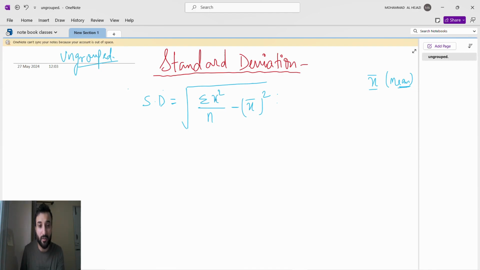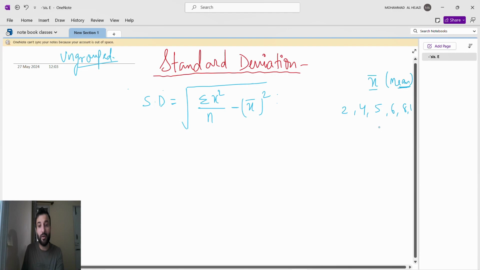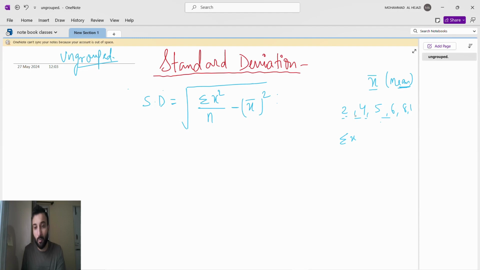Now summation of x square. Guys, here the maximum students make a mistake. They will give the observations, suppose they give these observations. So what the student will do is add these observations, summation of x: 2 plus 4 is 6, plus 5 is 11, plus 6 is 17, plus 8 is 25, plus 1 is 26. They will say summation of x is 26. This is summation of x square, so they will do, done, 26 square.